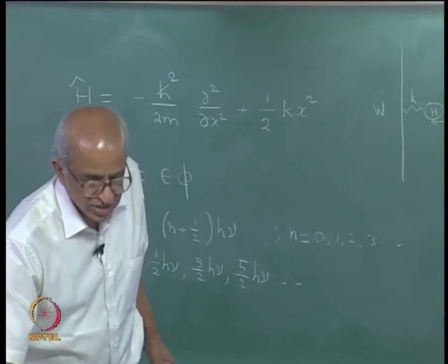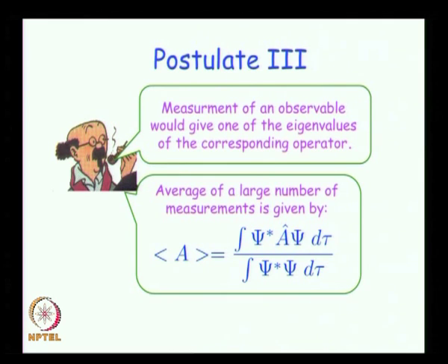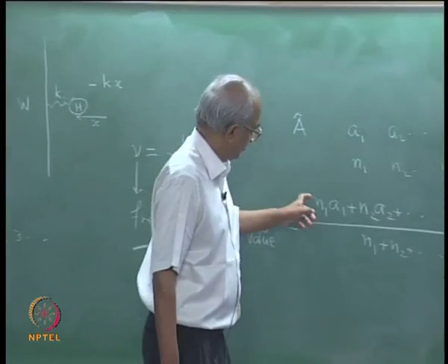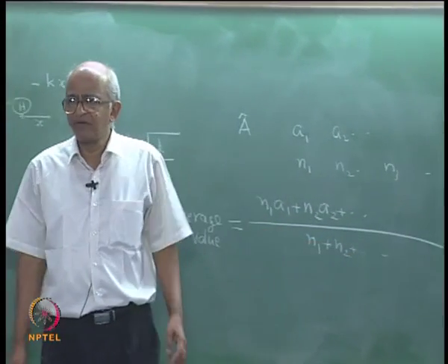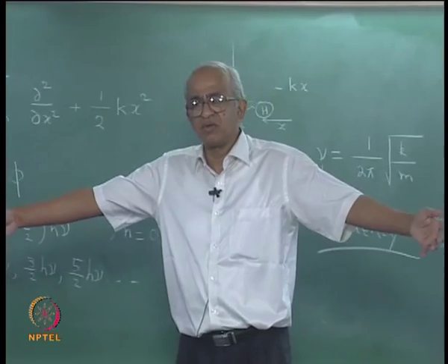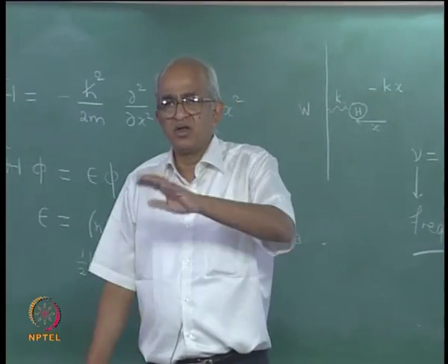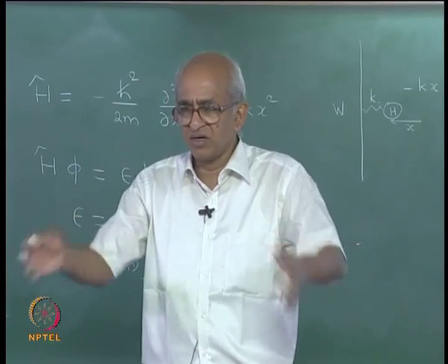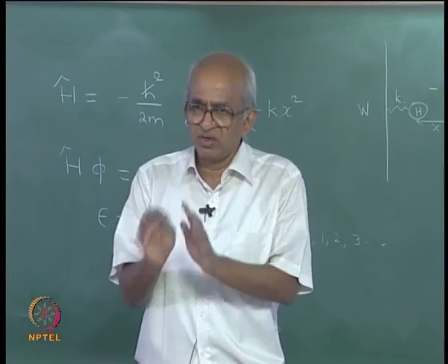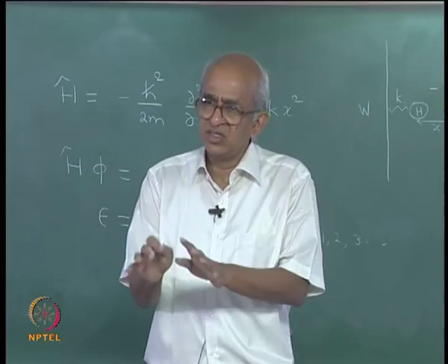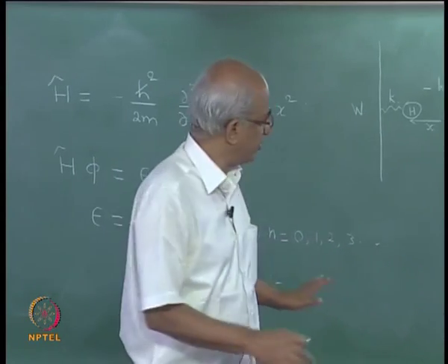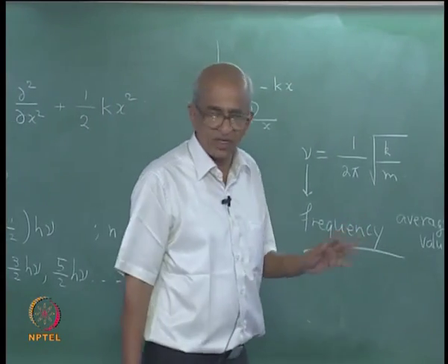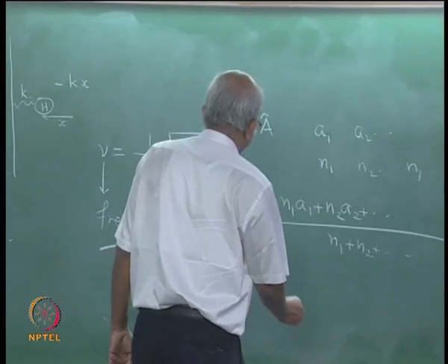So, let me continue this postulate and say that the average of a large number of measurements, this average, I have given you the experimental definition of average. What is it? You make a large number of measurements, the first eigenvalue you get n1 times, second eigenvalue you get n2 times and so on, and then you calculate the average. If you want, you do not have to make the measurement, you can just get the average value by doing a calculation. What is the calculation that you have to perform?